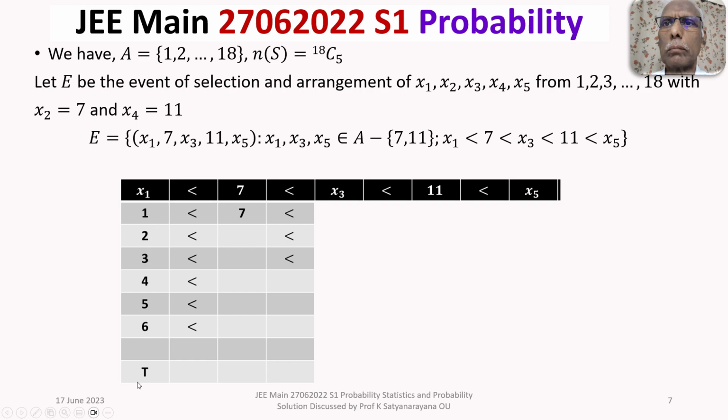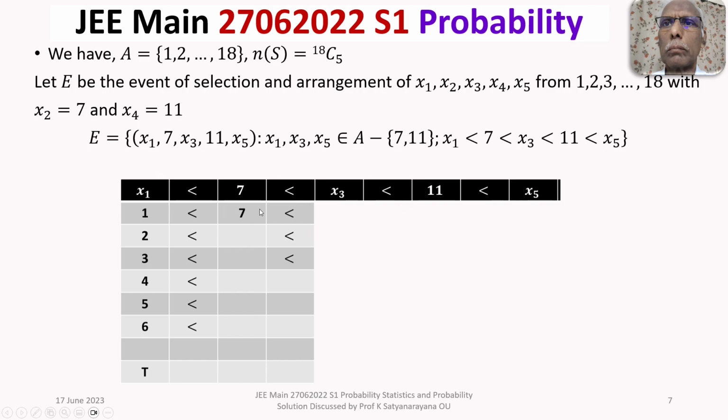And let T be the set consisting of all these 6 elements. This is T. Now, 7 is less than x3, but x3 must be less than 11. That means x3 is to be chosen between 7 and 11, other than 7 and 11.